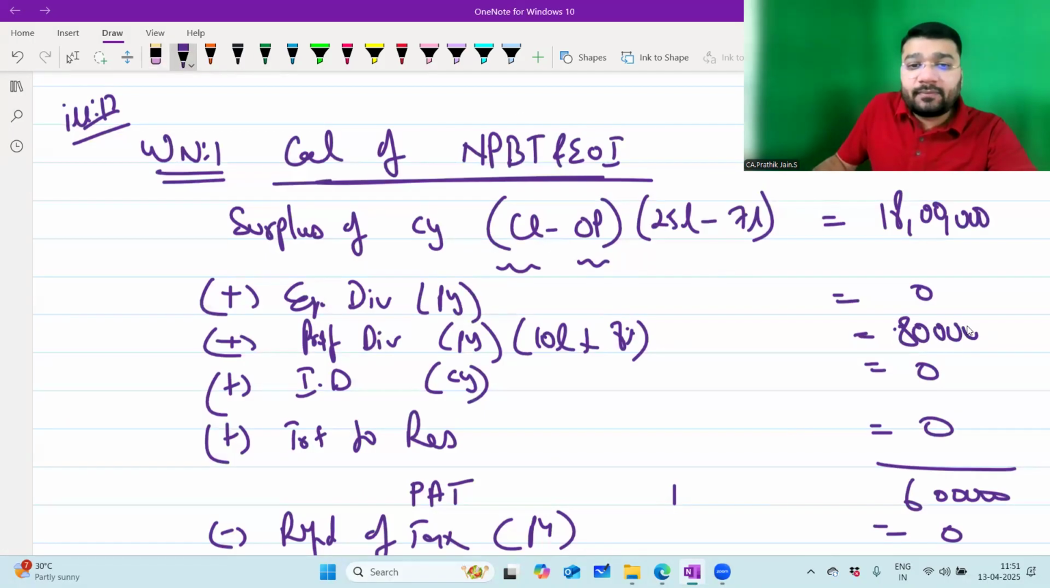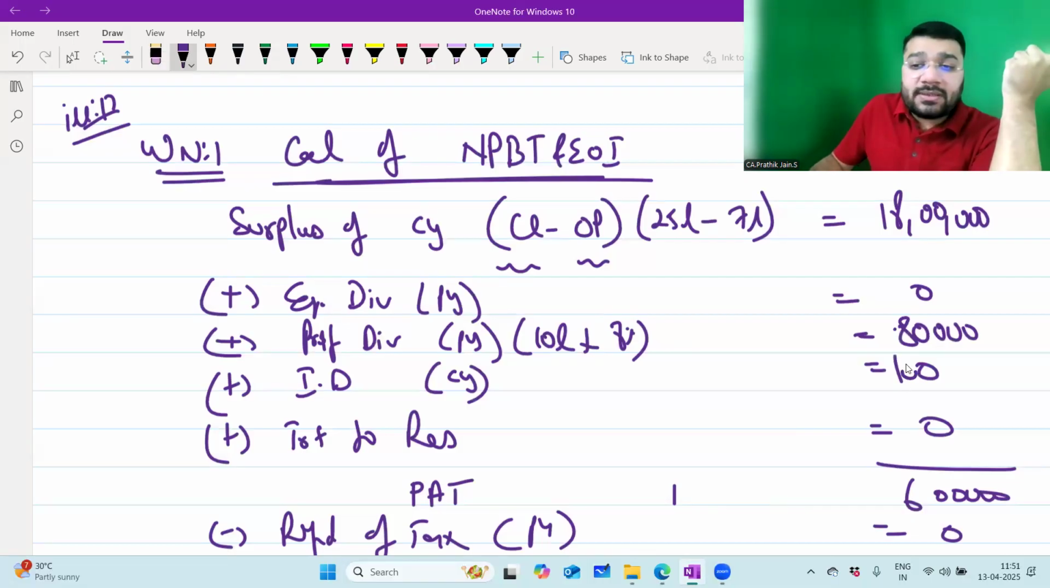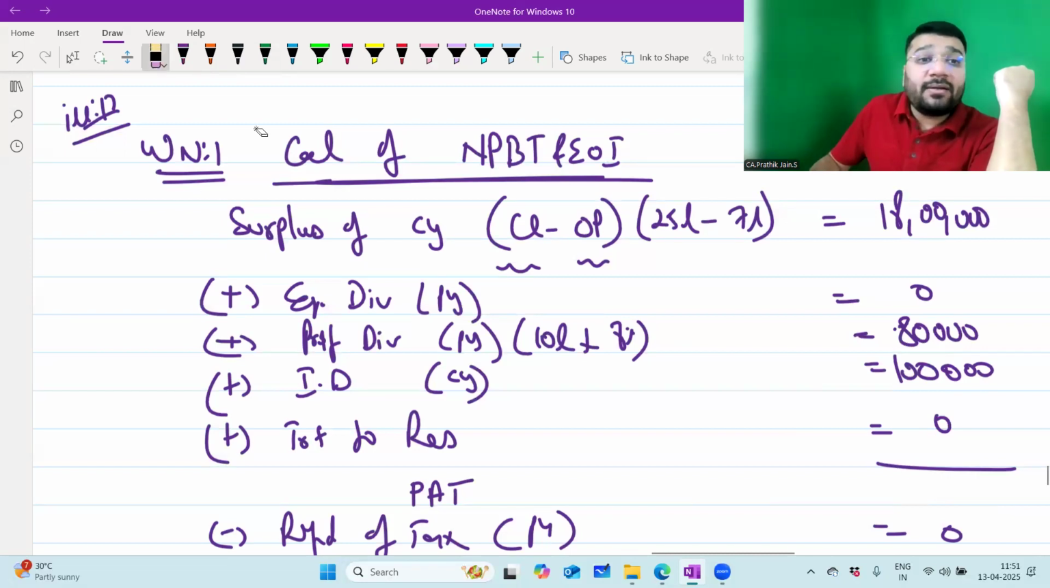Wonderful. Then interim dividend is earlier subtracted how much? 1 lakh. Now to reverse, we need to add back 1 lakh rupees. Any problem? Any transfer to reserves? No. So please tell me, what is your PAT? 19 lakh 80,000. Wonderful.